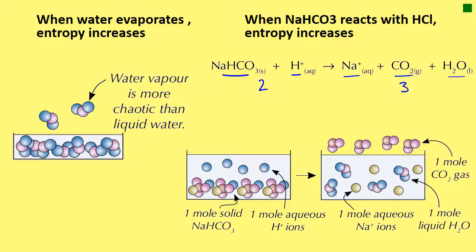So looking at the left-hand beaker, we've got 1 mole of solid sodium hydrogen carbonate and 1 mole of hydrogen ions. But on the right-hand side, we've got a mole of sodium ions, a mole of water, and a mole of carbon dioxide gas being given off.